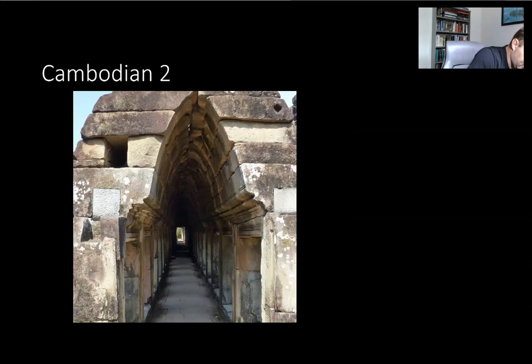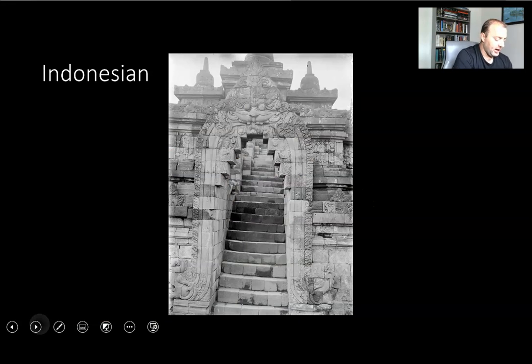Now, again, what we have here is a corbel coming together to form an arch, but then it forms a long hallway, so this one would actually be, again, a corbelled vault that we're looking at right now. Then this one, we have the Indonesian. We have another example of a corbel forming an archway for this door.